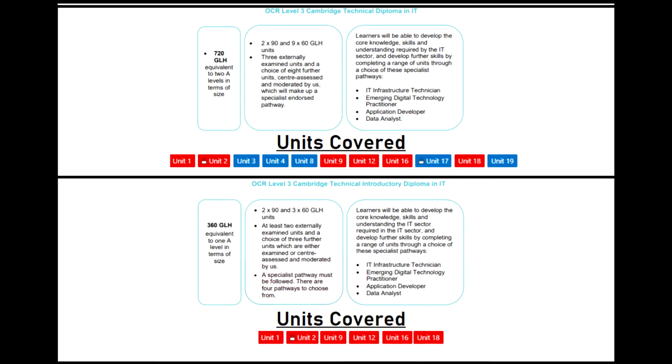The introductory diploma is the single award, which has less units in it, but it is equivalent to 1 A-level, which means you can study 2 other vocational or A-levels alongside the course.